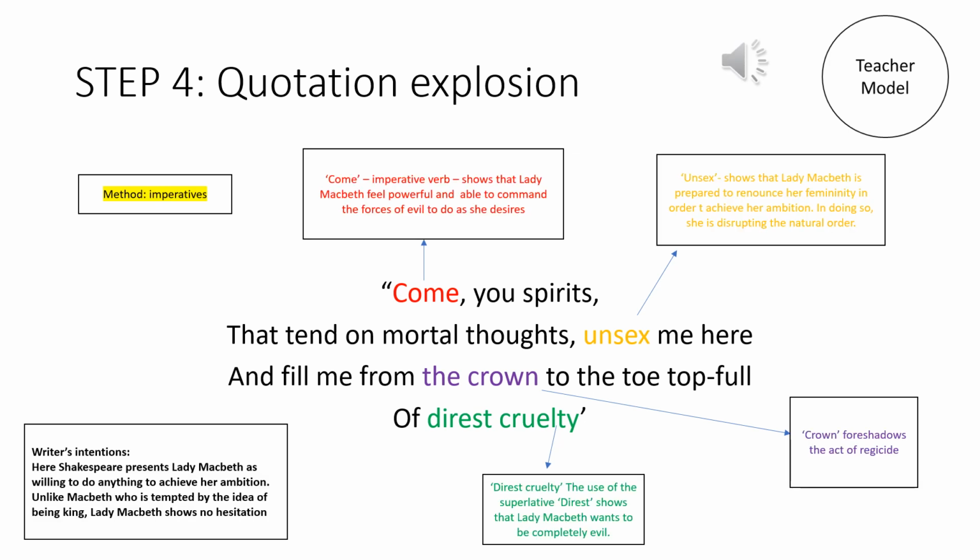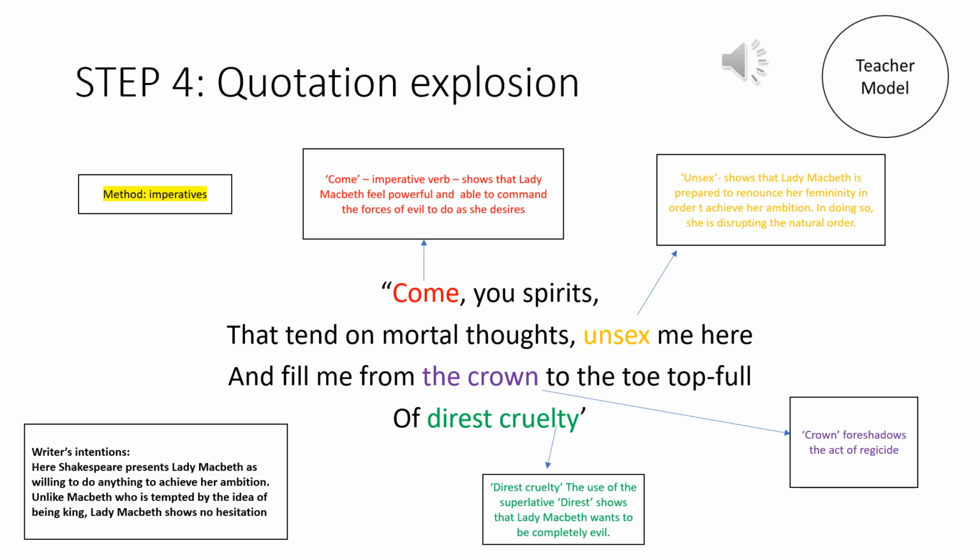So here is the model of that quotation explosion. We've got the idea that Lady Macbeth is using an imperative verb in "come." She's commanding the spirits, which is also quite a challenging thing to do, because it's showing that she wants to be in charge of supernatural forces. What she wants them to do is unsex her, which means she wants to renounce or give up her femininity to become more masculine, take on masculine characteristics, and in doing so that disrupts the natural order.